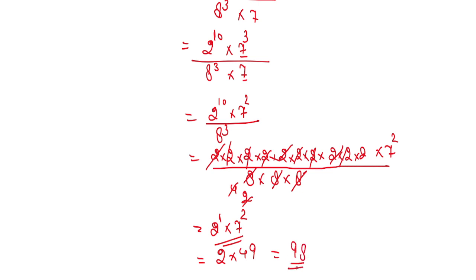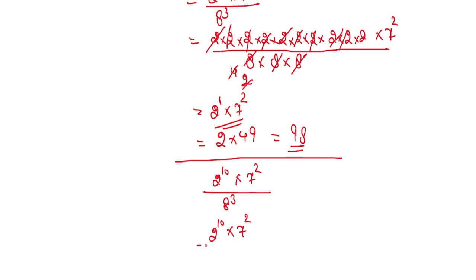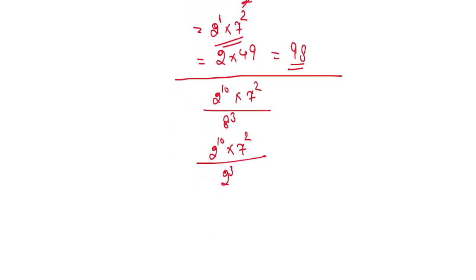Okay, there is one more method. What can you do here? It is 2 raised to the power 10 now. 2 raised to the power 10 multiplied by 7 raised to the power 2 and 8 raised to the power 3. You already know that 8 is a power of 2, and how many times? 3 times. Yeah. So 2 to the 10 as it is, 7 raised to the power 2 as it is. Now I change the 8 as a power of 2, so 2 raised to the power 3, and the 3 is already there.